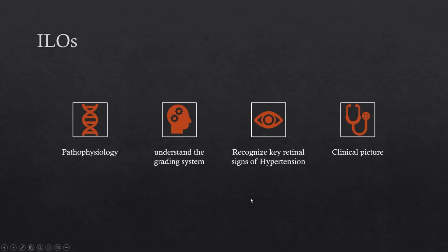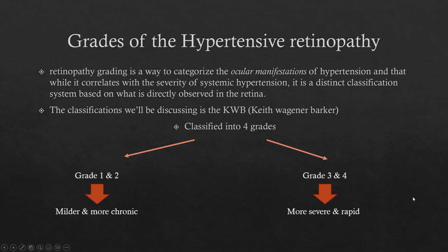We'll go through the pathophysiology. We have a grading system, which we will discuss, and we'll see key points and discuss any symptoms or clinical picture of the patient. So let's get started with the grades. We have 4 grades of hypertensive retinopathy. This classification was formed by 3 people: Keith, Wagner, Barker, KWB. I'm sorry if the spelling is a bit off.